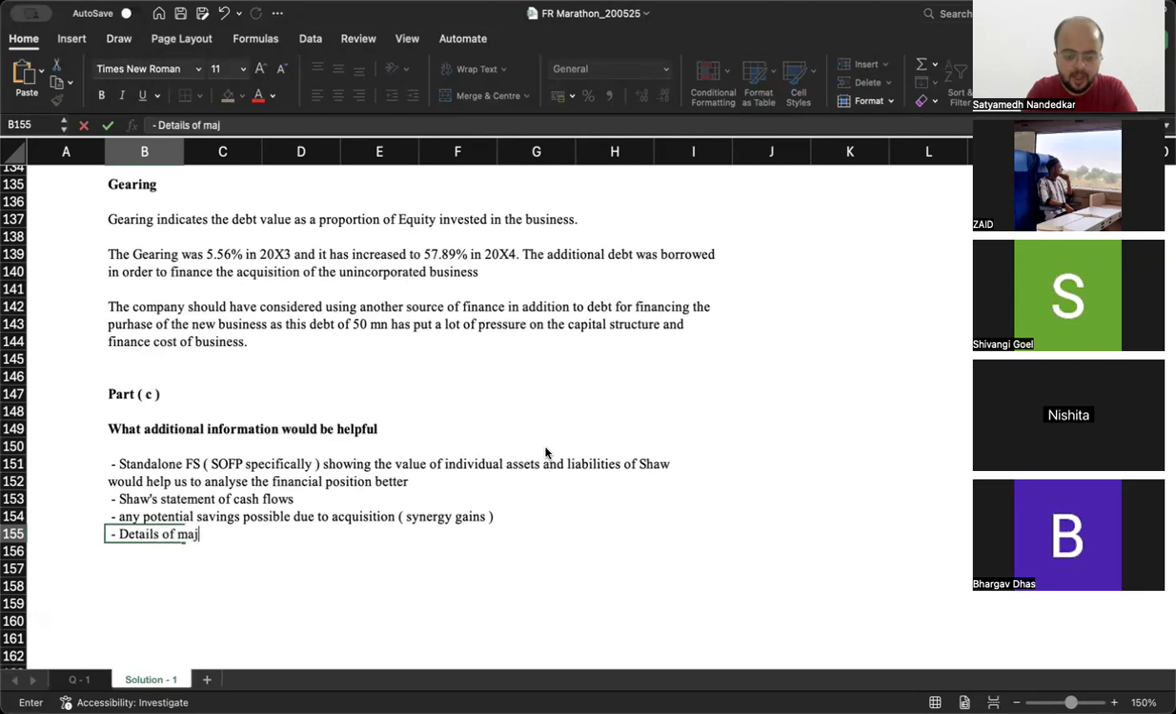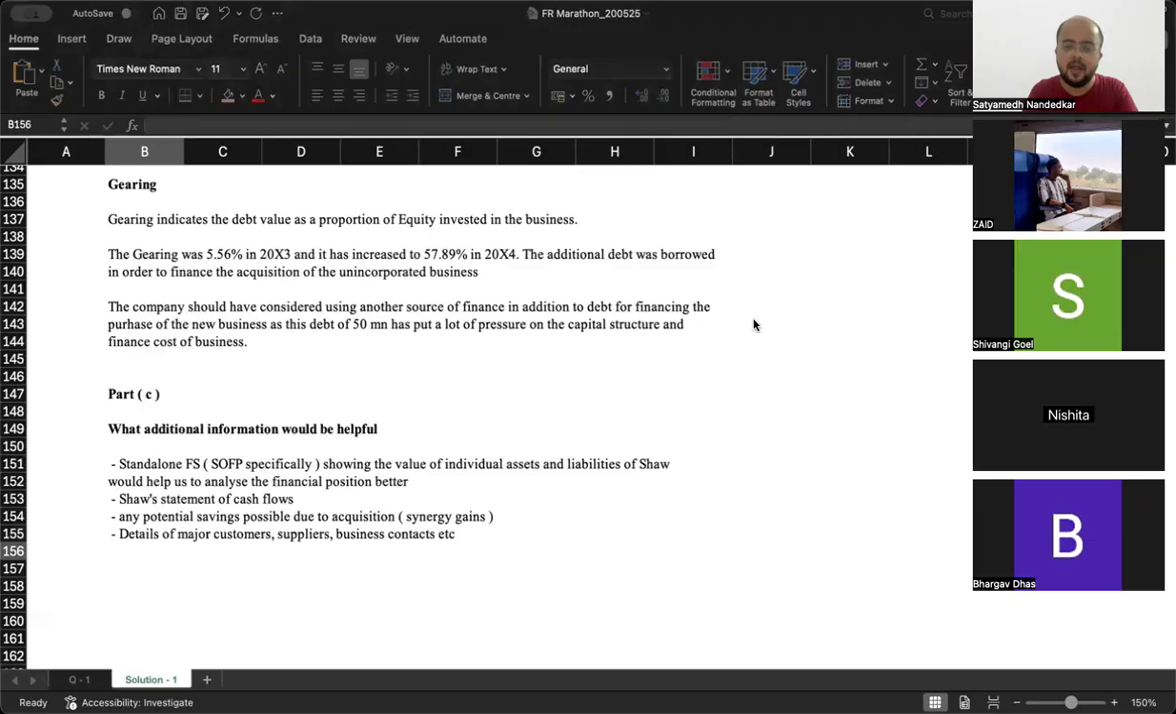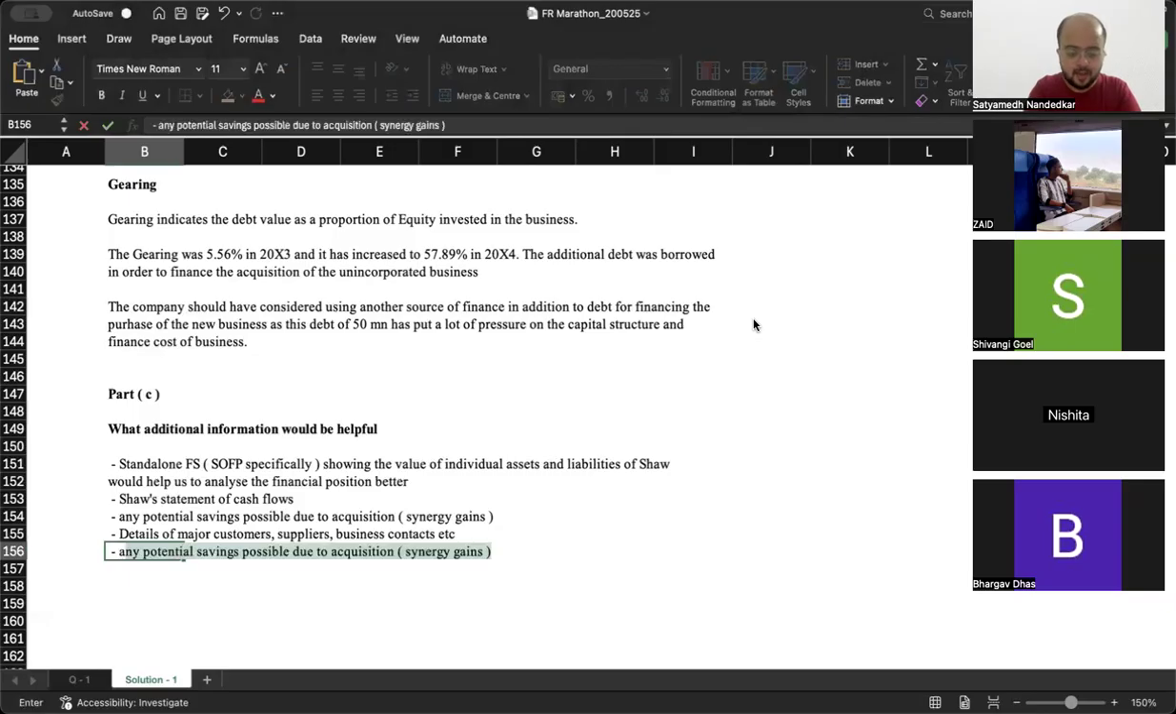Details of major customers, suppliers, business contacts, etc. And in case of acquisition, there could be certain one-off costs. वो भी include करना पड़ेगा. Always write this down. Any one-off cost.